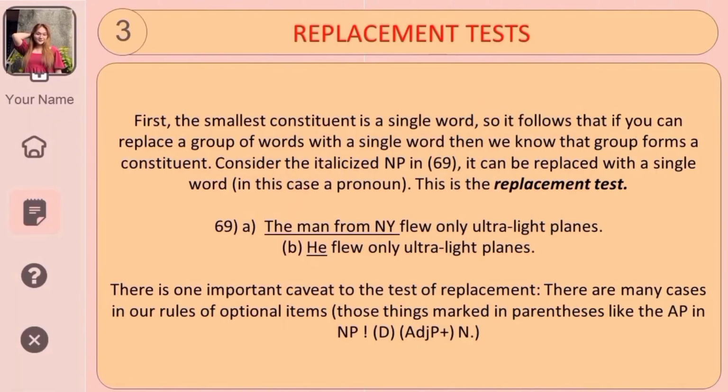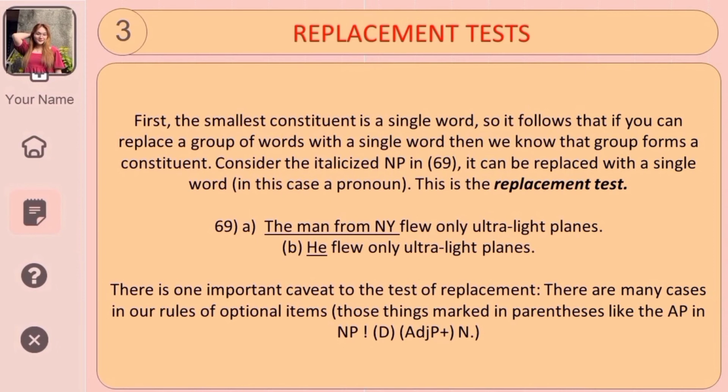So the first constituency test we have here is the replacement test or substitution. The smallest constituent is a single word. So it follows that if you can replace a group of words with a single word, then we know that group forms a constituent. Consider the italicized NP in number 69. It can be replaced with a single word, in this case a pronoun. So we have here the first sentence, A: The man from New York flew only ultralight planes. And letter B, which is the substitution: He flew only ultralight planes.